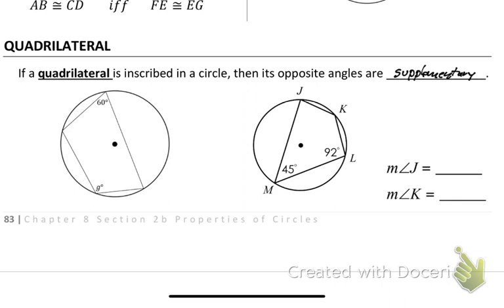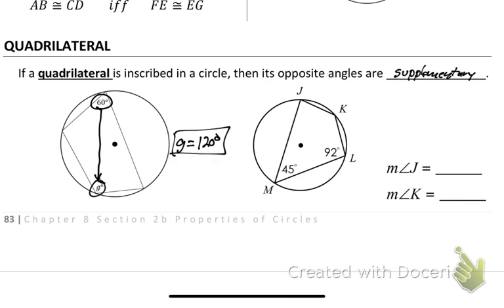Okay, so I have 60 degrees. Is G opposite the 60 degrees? So that means G plus 60 equals 180. So what does G have to be? It has to be 120 degrees. So G equals 120 degrees.